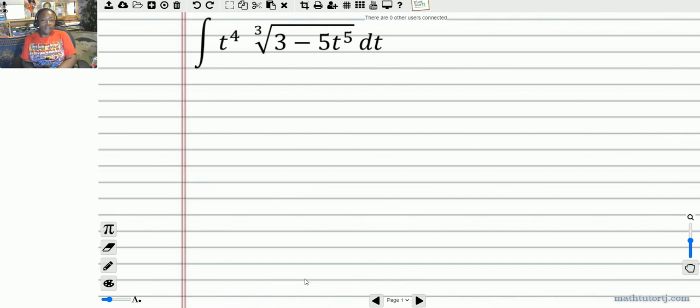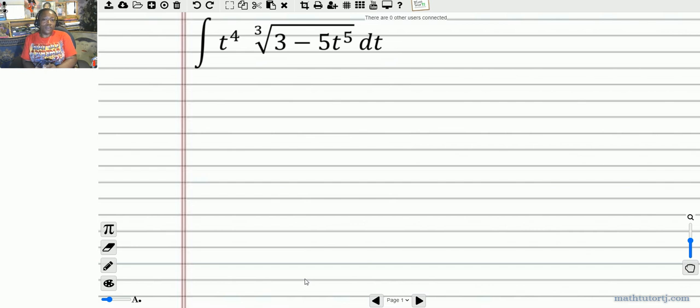Today we are going to evaluate the indefinite integral of t to the fourth times the cube root of 3 minus 5t to the fifth dt. And we're going to use substitution to evaluate this indefinite integral.